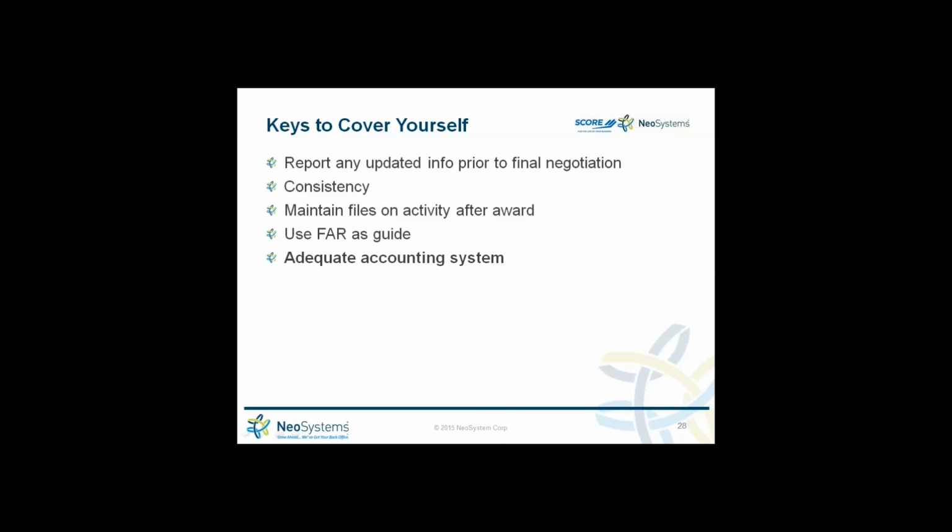Some more keys: report any updated file, updated info to final negotiation. So what that really means is, hey, in the previous RFP, you see a 35% fringe. Well, we just incurred a whole bunch of people, and we've changed our fringe benefits, and now our fringe benefit goes up to 45%. Update and report that to anyone who is on a need-to-know basis on that. Again, it's consistency. Consistency is key in government contracting.